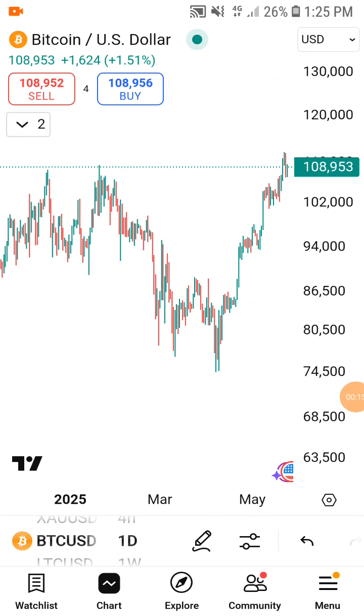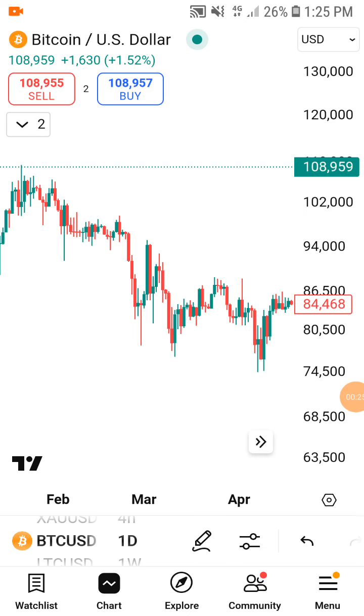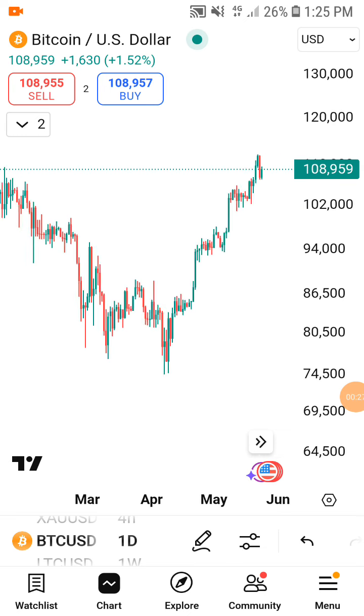Though it has been a while, I stepped out to do one or two things. I went on a break to do one or two things. So I am back again. This is BTC USD.